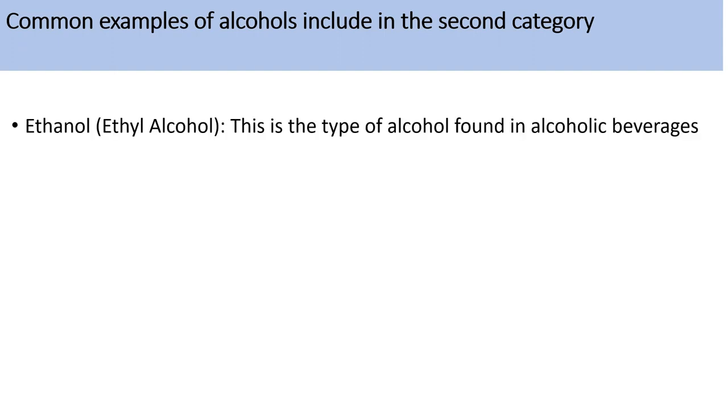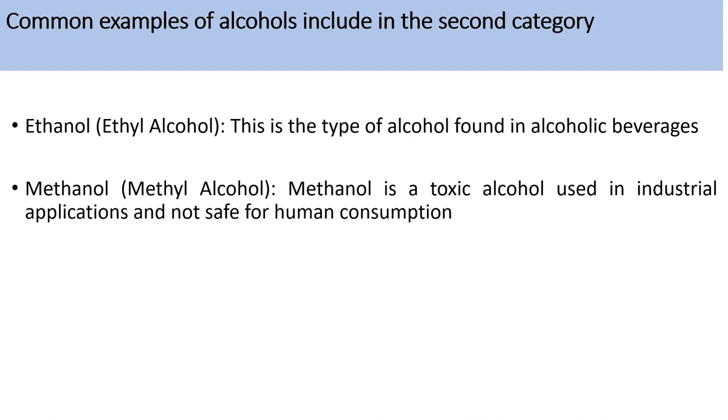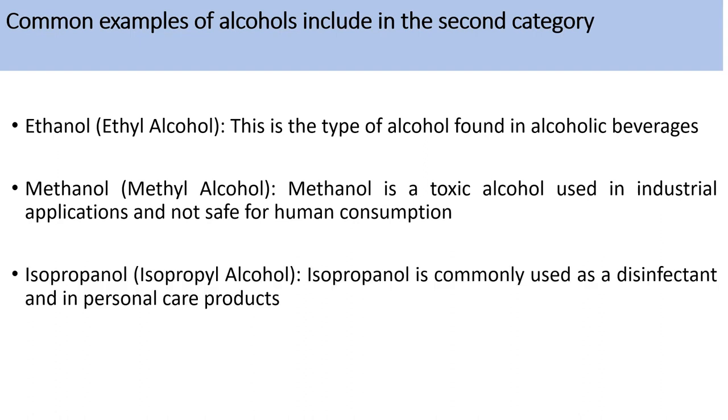Common examples for the second category, the first one is ethanol or ethyl alcohol. This is the type of alcohol found in alcoholic beverages. Methanol or methyl alcohol is a toxic alcohol used in industrial applications and not safe for human consumption, and we have to learn something about this type as well. The third type is isopropanol or isopropyl alcohol, and it is used as a disinfectant and in personal care products.